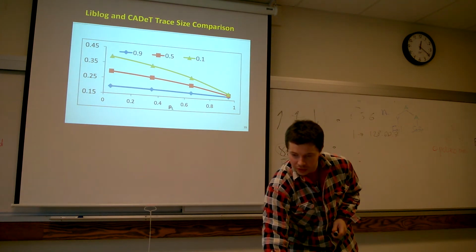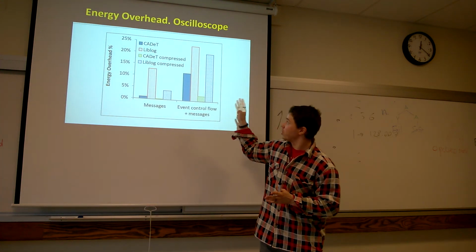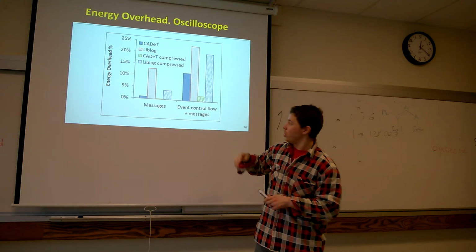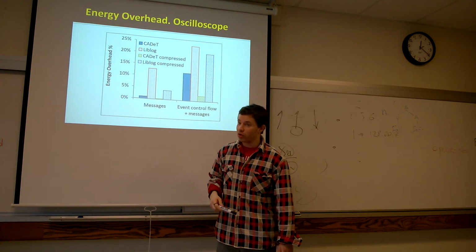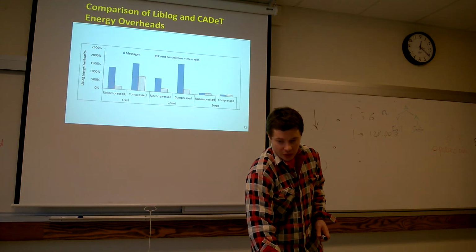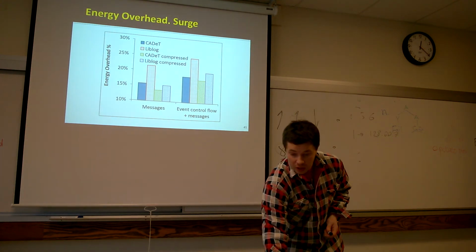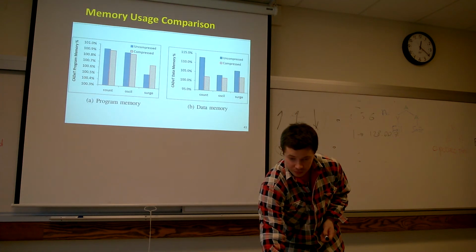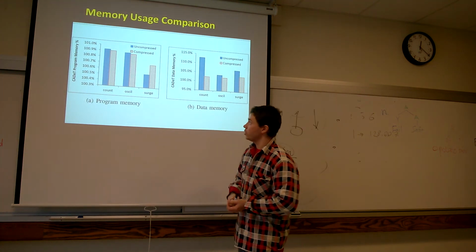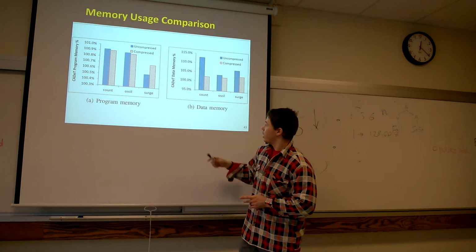And at the end, on the different benchmarks, we can find that we have energy overhead on the lead block and small energy overheads using cadet with all the benefits. Obviously the benefits are different for different benchmarks. But what do you pay for energy savings? Well, you pay with a little bit more memory usage.